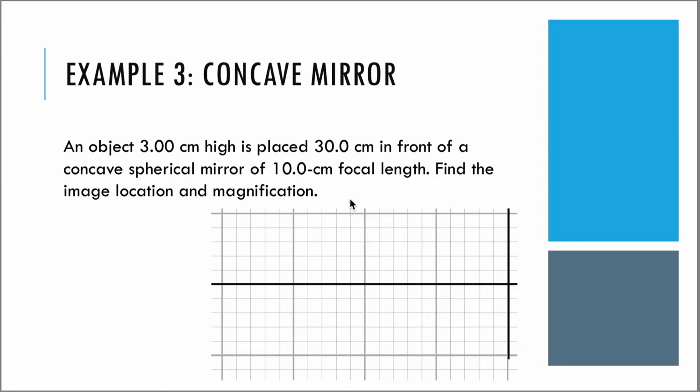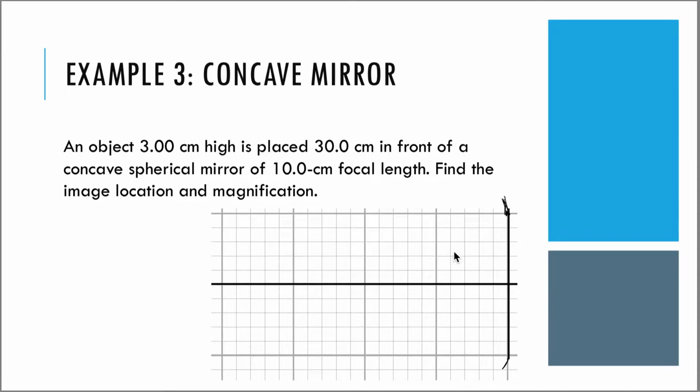Let's look at an example. In this example, we have a concave mirror, so we're going to go ahead and draw those little lines there. And we have an object that is placed in front of it. So let's just follow the steps.